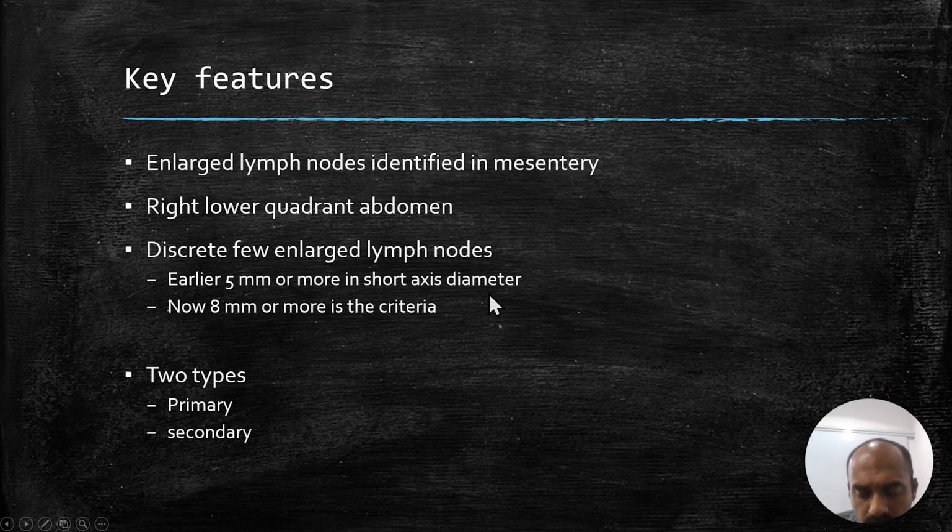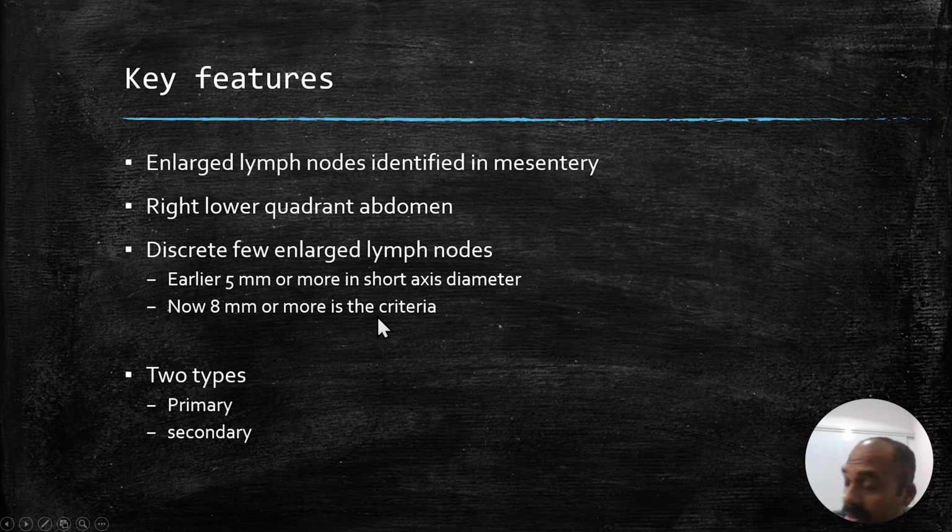Earlier, the definition was 5 millimeters or more in size, and 3 to 4 lymph nodes would suggest mesenteric lymphadenitis. But the revised definition suggests to home in on mesenteric lymphadenitis only when the largest lymph node, even if only one of them, is more than 8 millimeters in size in the short axis.